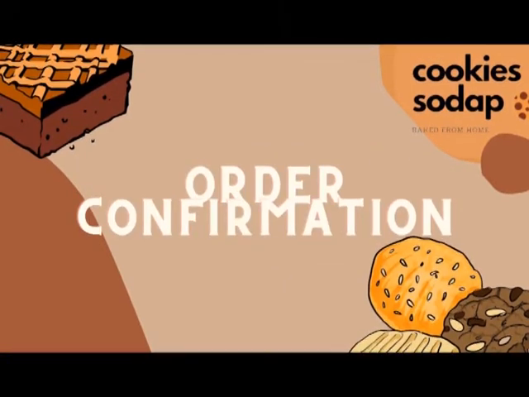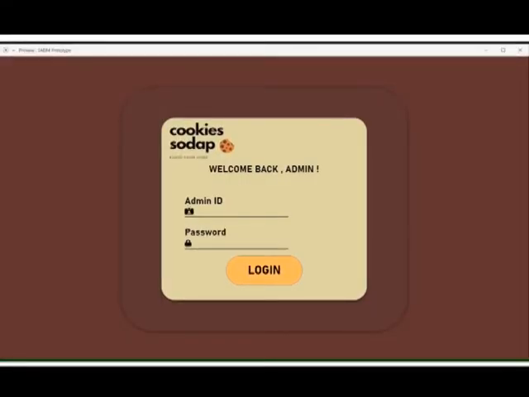For the admin, they will be using the web page, and the admin is able to execute three processes, which is making order confirmation, adding new item to the kitchen, and checking feedback and also chatting with the customer.